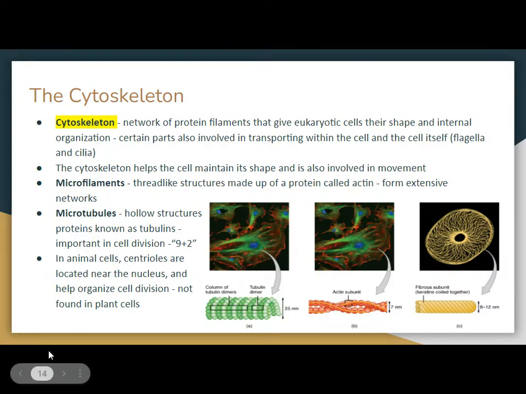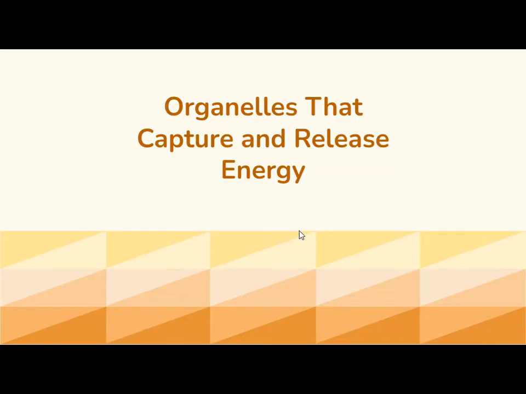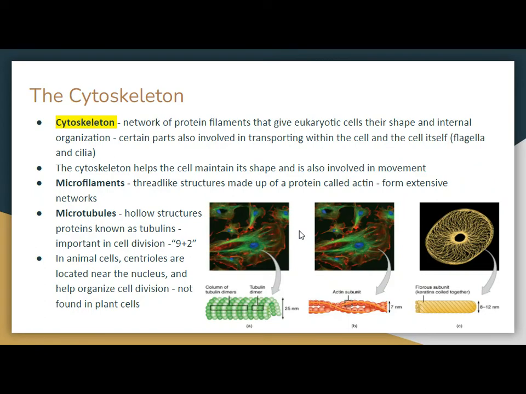So now, sorry, let me go back. This is organelles that capture and release energy. So I told you that our cytoplasm has what we call a skeletal structure to it, and we call this the cytoskeleton. So go ahead and make another card, and you're going to label this one cytoskeleton. And it's exactly what it sounds like. It is the skeleton within the cell, the cytoplasm. And it's a network of what we call protein filaments.